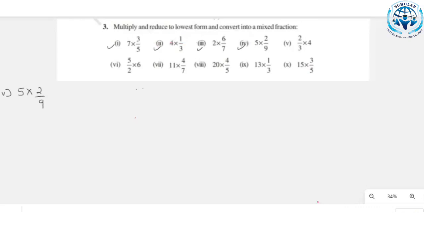Next, fourth one, 5 into 2 by 9. 5 2s are 10. 10 by 9, it is already in the lowest form. So, we will divide 10 by 9 and get 1 1 by 9.